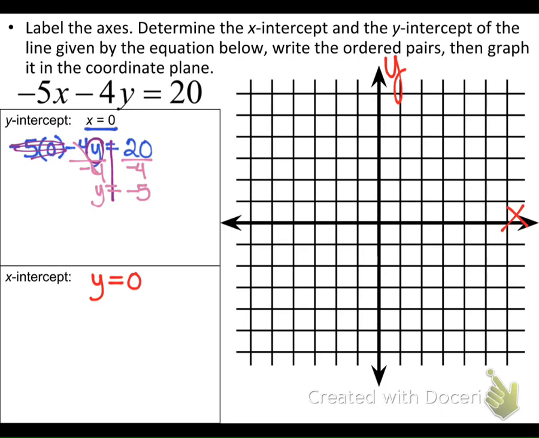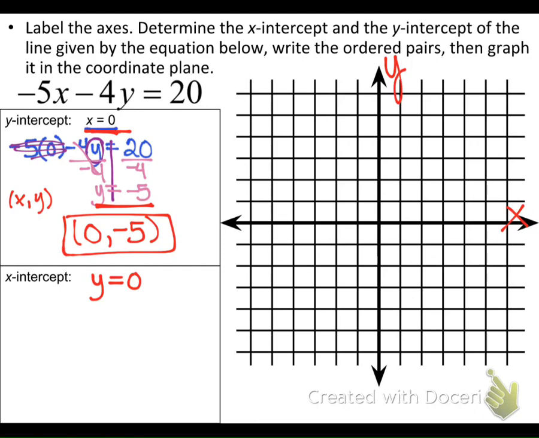Then I come down, I write my ordered pairs. Remember, ordered pair is x first, then y. So my x value was set for me. It was that x equals 0. So my x value is 0. Then my y value we just solved for, and we got y equals negative 5. So now 0 comma negative 5, that's going to be my y-intercept. That's going to be where the line intercepts the y-axis on the negative 5.